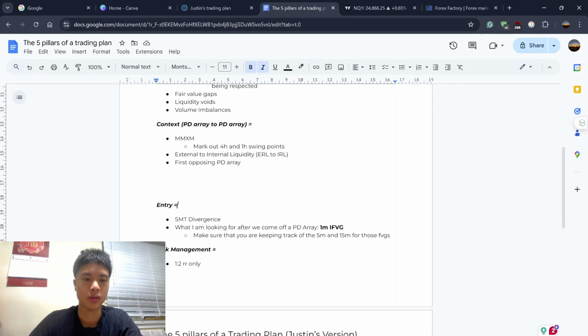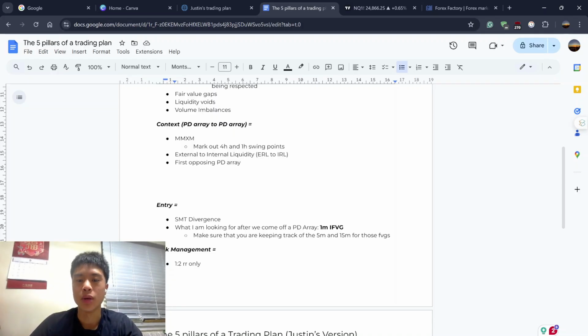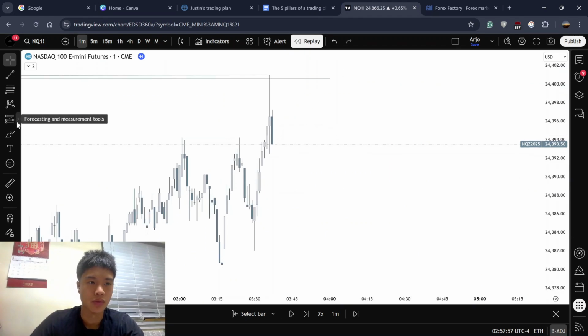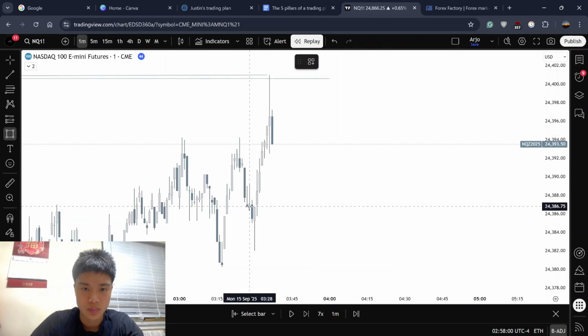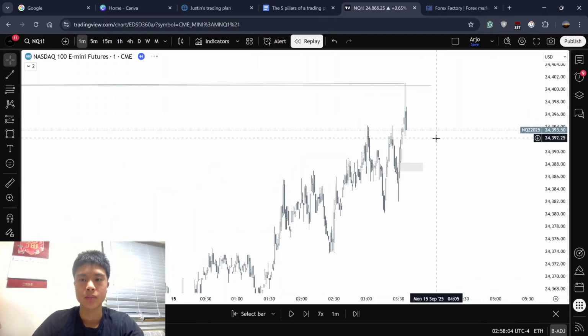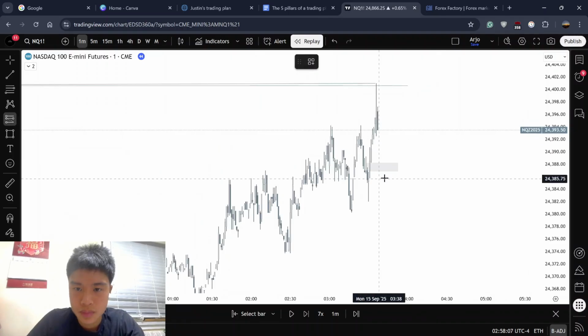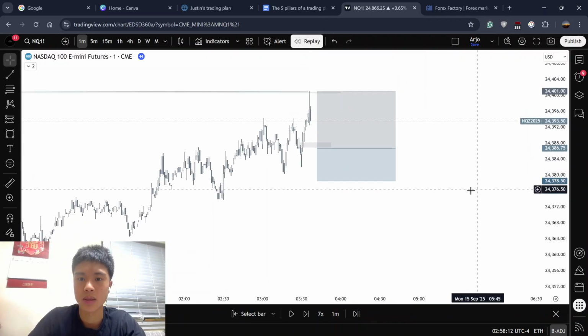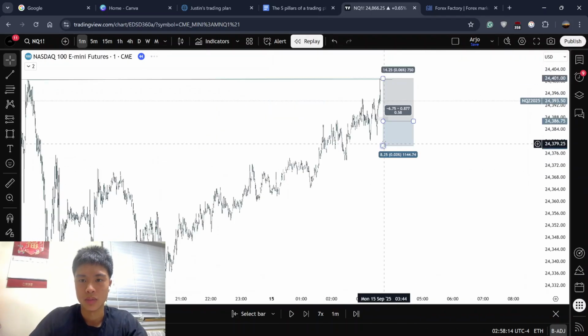So our entry is an SMT divergence, which we have, and now after we come off that PD array in the form of the 4-hour high, it's going to be a 1-minute inversion fair value gap. So the cleanest inversion fair value gap over here would probably be this one. Right? So let's go in here with our limit order, stop loss at the swing high, and what are we targeting?